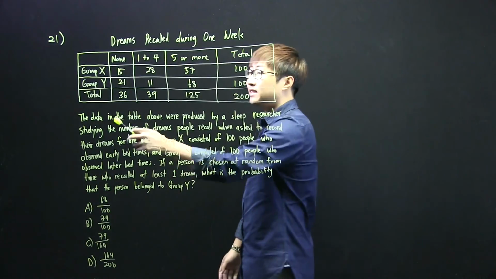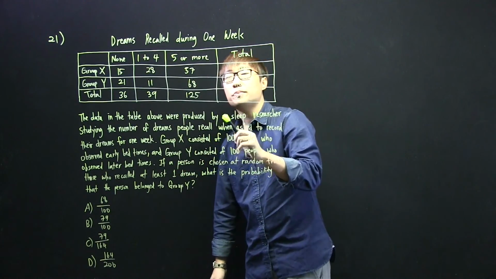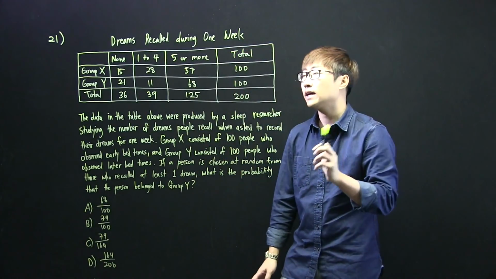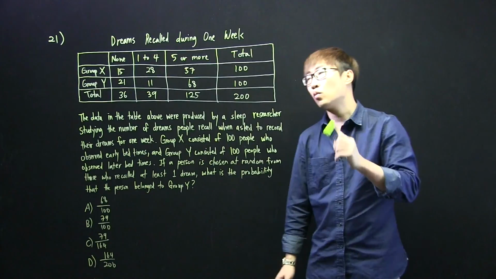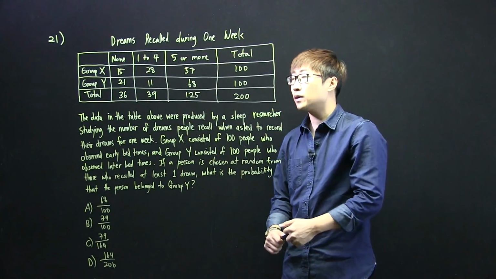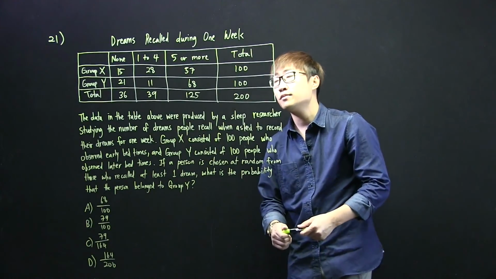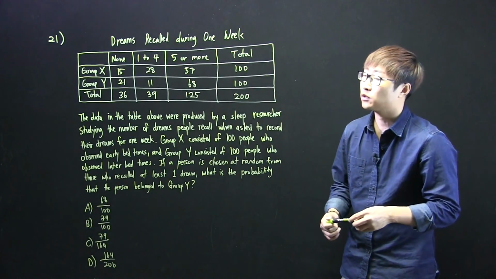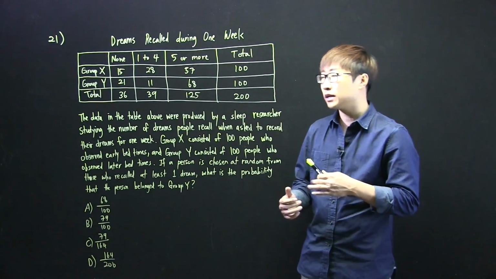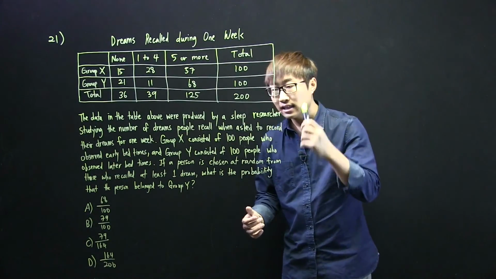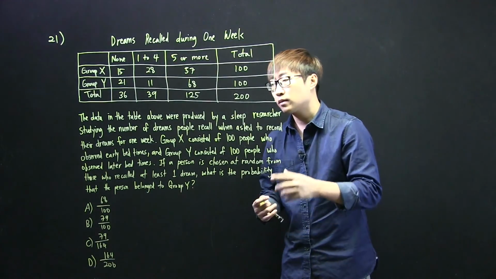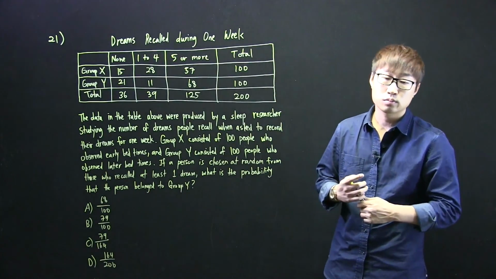21. The data in the table above were produced by a sleep researcher studying the number of dreams people recall when asked to record their dreams for 1 week. Group X consisted of 100 people who observed early bedtimes, and Group Y consisted of 100 people who observed later bedtimes. If a person is chosen at random from those who recalled at least one dream, what is the probability that the person belonged to Group Y?